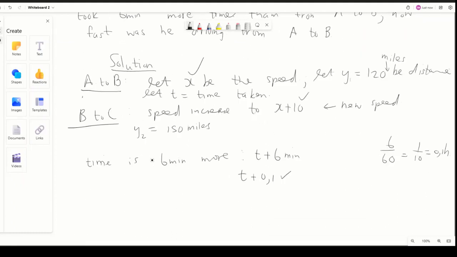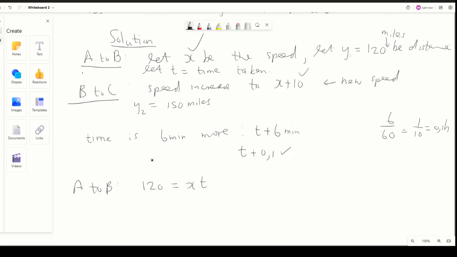So let's see now. For the distance from A to B, the distance is speed multiplied by time, because this is a constant speed, right? So distance is equal to speed multiplied by time. We do not have the time, and we do not have the speed. We have the distance though, right?